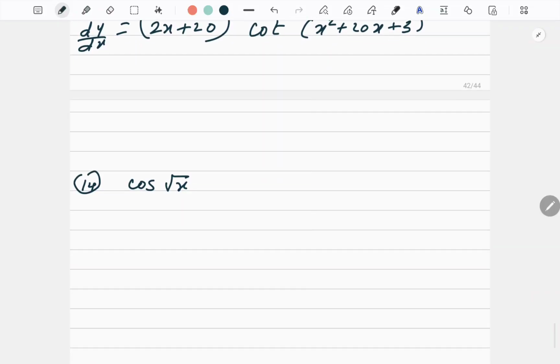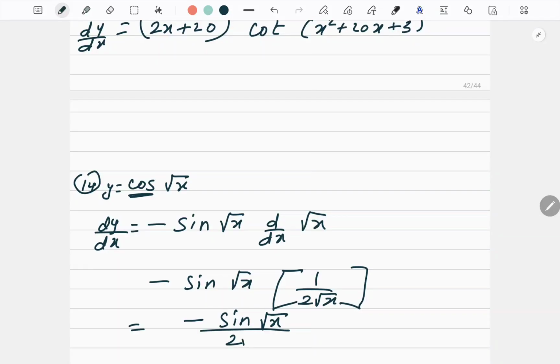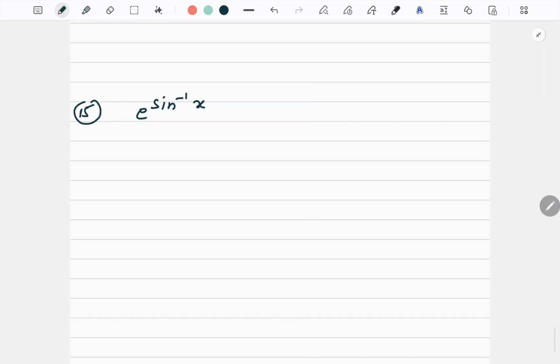Now look at this question, cos root x. So y is equal to cos root x. So dy by dx means, what is the differentiation of cos? Minus sine root x. And d by dx of root x. And what is d by dx of root x? We all know, 1 upon 2 root x. So my answer will become minus sine root x upon 2 root x. Answer.